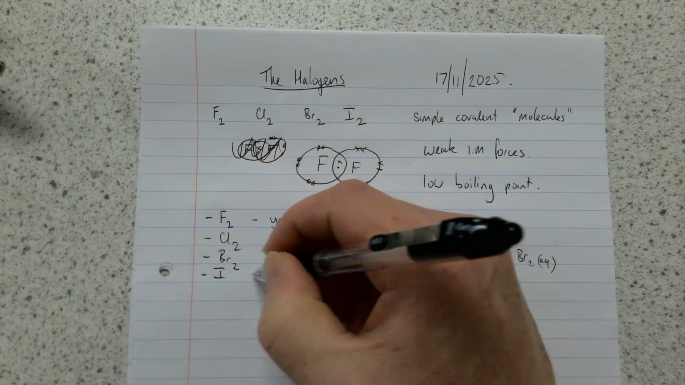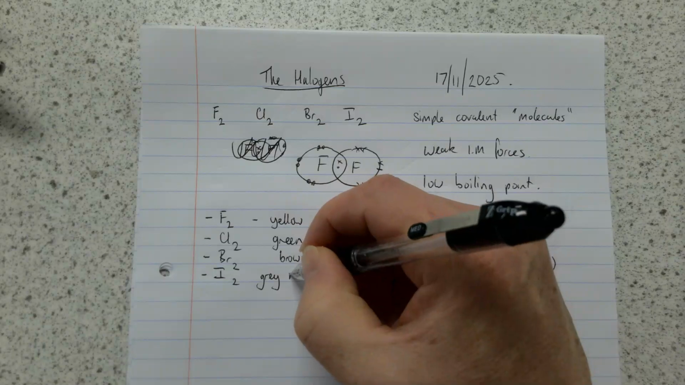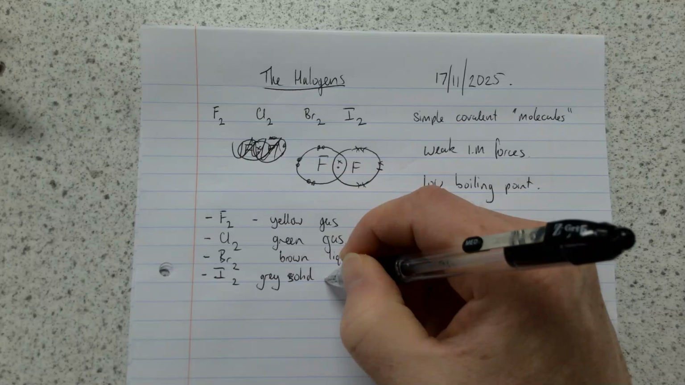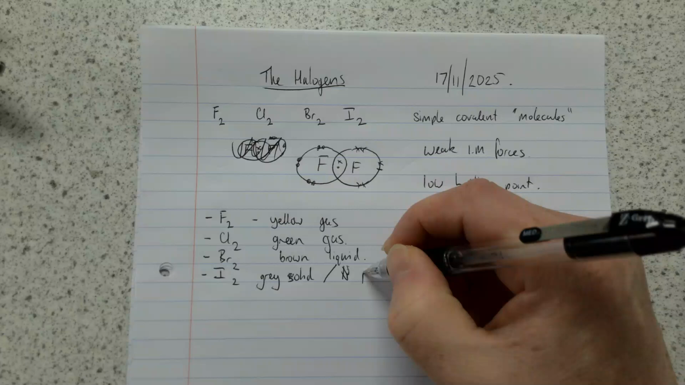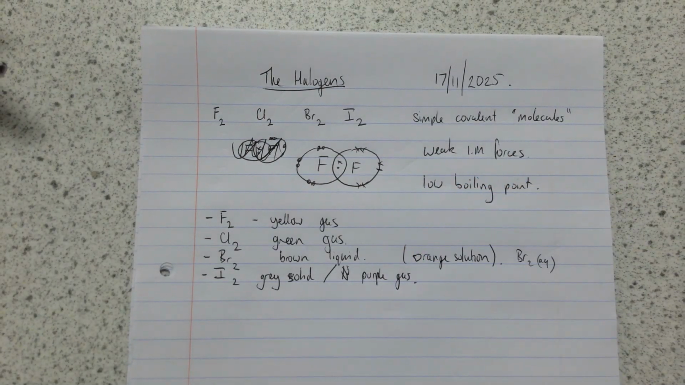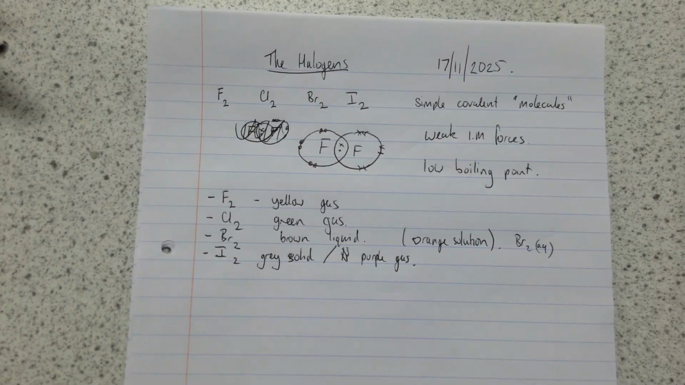And iodine is a grey solid, but it's a very low melting point solid. When you heat it up just a little bit, as I'll show you shortly, it goes to a purple gas. Okay, so they're the basics. If you look at the pictures, we'll have a look at the halogens as we go along.